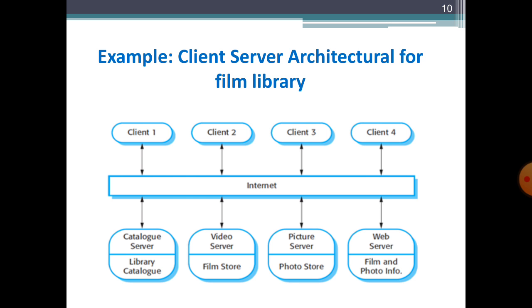Now let's discuss another example of client server architecture, for a film library. In this example we will see a film and DVD or video library organized as a client server system. In this diagram you can see that it is based on a client server model. This is a multi-user web-based system for providing a film and photography library.